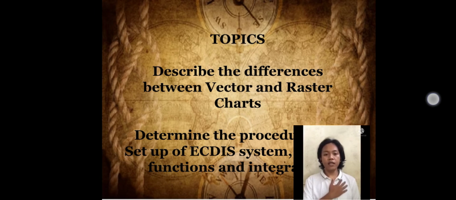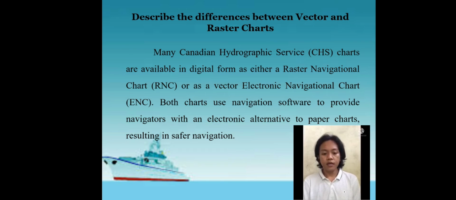Hello, I am Decadet Opledan Gabriel M. Now, describe the differences between vector and raster charts. Many Canadian Hydrographic Service (CHS) charts are available in digital form as either a raster navigational chart, RNC, or a vector electronic navigational chart, ENC. Both charts are used in navigation software to provide navigation with an electronic alternative to paper charts, resulting in safer navigation.